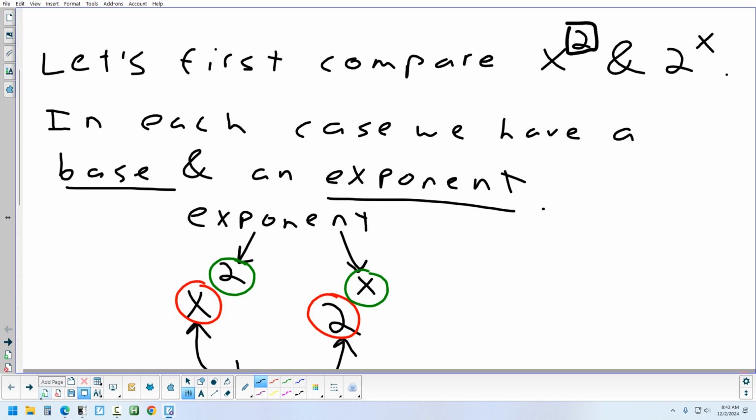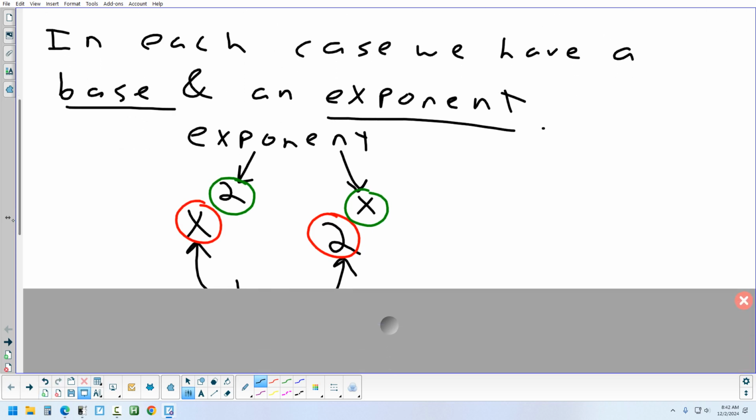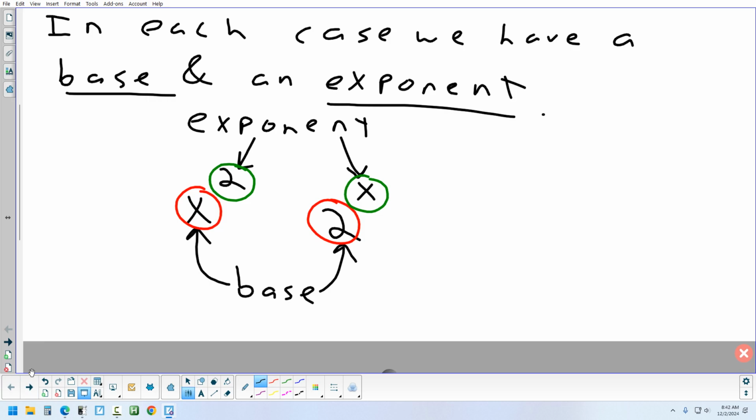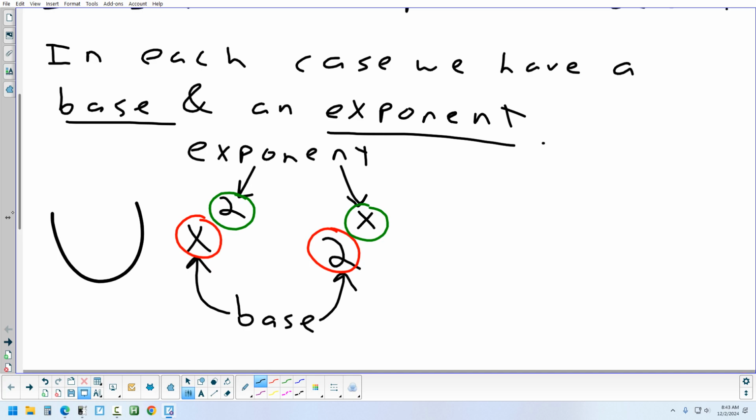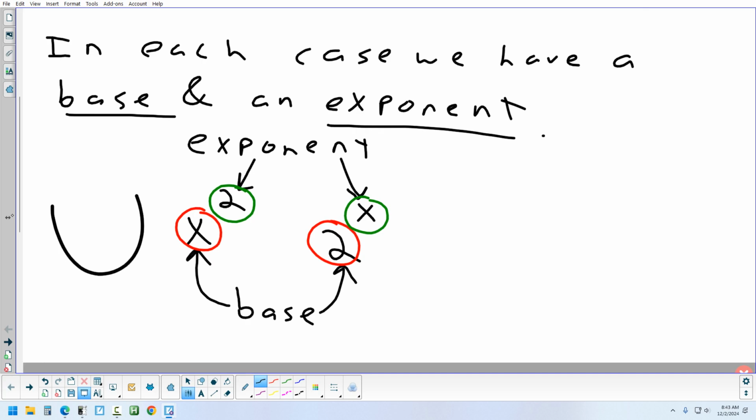The one on the left, x to the second power, that is a polynomial. And we've studied that kind of graph before. Specifically, that's a quadratic. And if you graph it, it would look like a U shape. Does anybody remember the name of that? It looks like a U shape, but it has another name. Parabola. Yep. So the one on the left would look like a parabola. Something like that. Okay. Does everybody have that top part? In each case, we have a base and an exponent.